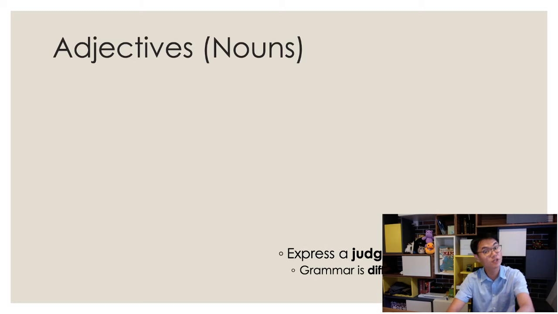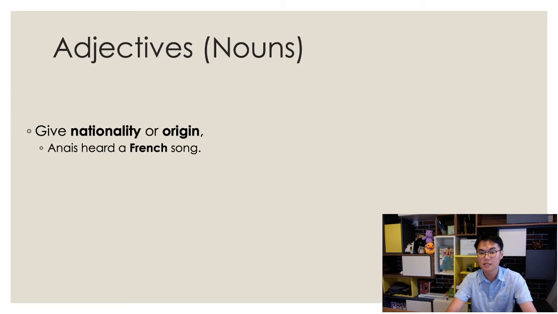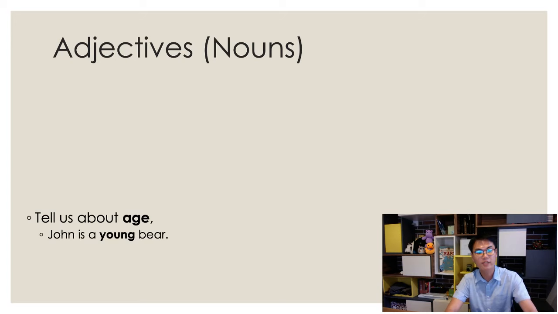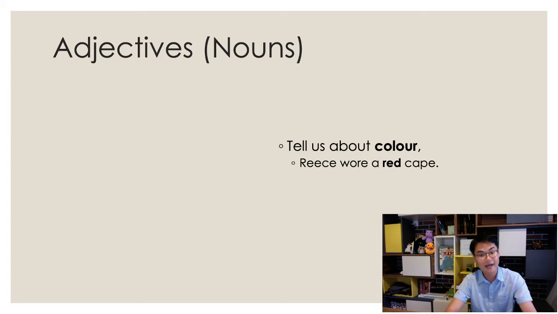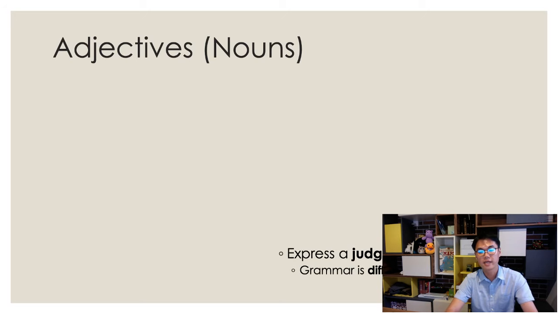So grammar is difficult, but useful. So difficult but useful, it's a judgment, right? It's difficult. I think it's difficult. So difficult is an adjective that describes grammar. Okay, so grammar is the noun, difficult is the adjective. So let me express all of them again. So feelings and qualities, nationalities and origins, characteristics, age, size, color, material, shape, and finally judgment or value. Okay, so these are some of the things that adjectives can do.